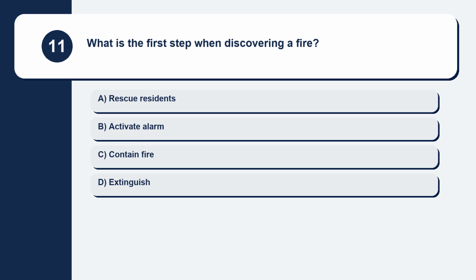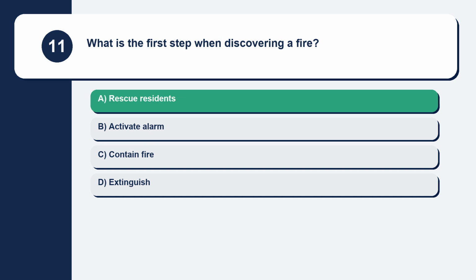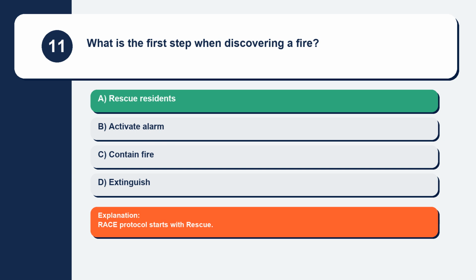Question 11. What is the first step when discovering a fire? Rescue residents, activate alarm, contain fire, extinguish. RACE protocol starts with rescue.